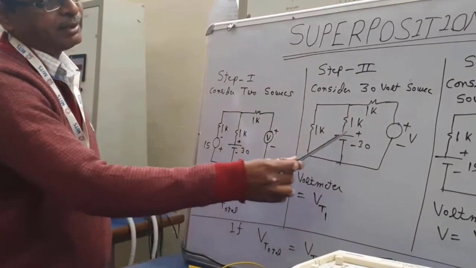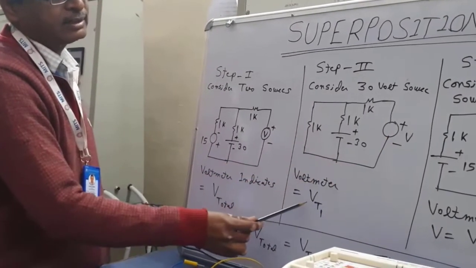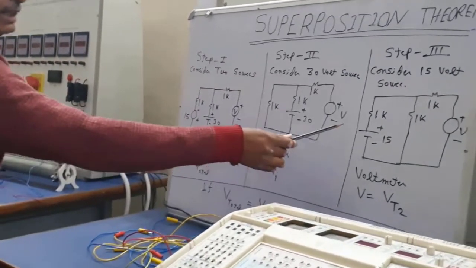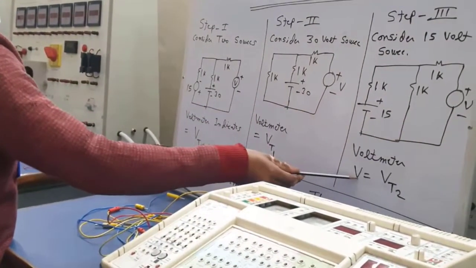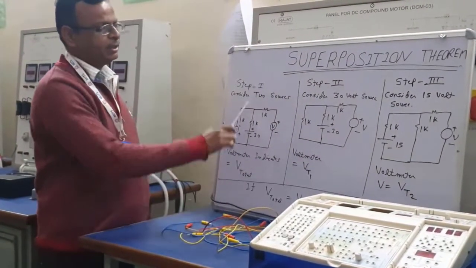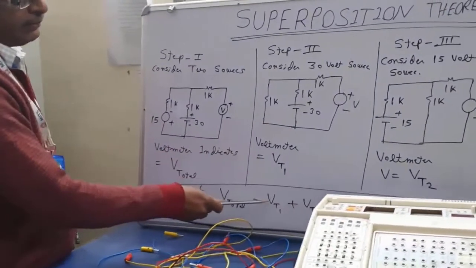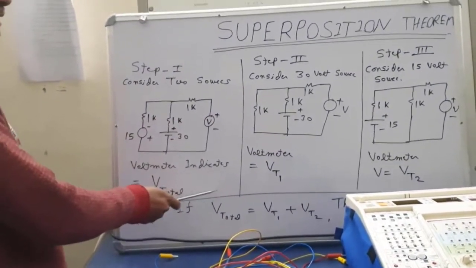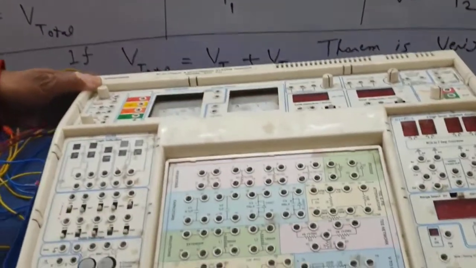In this condition, the voltmeter indicates some value, suppose V1. In the next step, remove the 30 volt source and connect the 50 volt source. Now the voltmeter indicates V2. As per the statement of this theorem, if the voltmeter reading V total is equal to V1 plus V2, then the theorem is verified. According to this statement, we are using an experimental kit for verifying the superposition theorem.